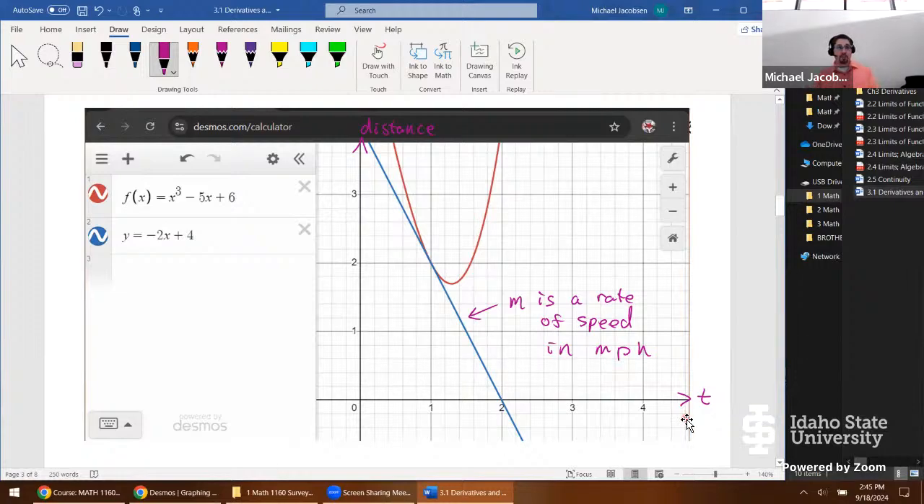The moment you look at your speedometer, it's essentially an approximation like this, an instantaneous rate of change, giving you that actual speed. So that's what your derivative is, the speed that you see on your speedometer as you're driving your car.